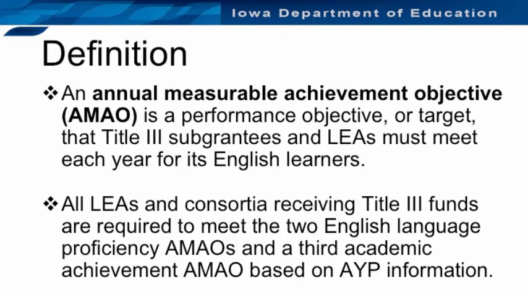Let's define AMAO. An Annual Measurable Achievement Objective is a performance objective or target that Title III subgrantees and LEAs must meet annually for its English language learners. All LEAs and consortium members receiving Title III funds are required to meet the two English Language Proficiency AMAOs, AMAO 1 and 2, and a third Academic Achievement AMAO based on AYP information, AMAO 3.